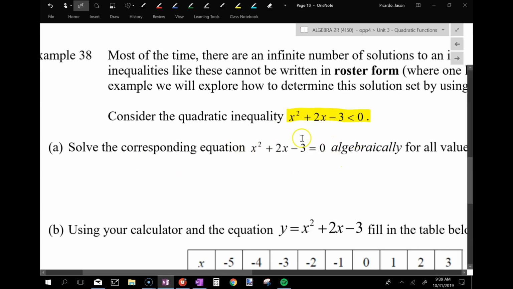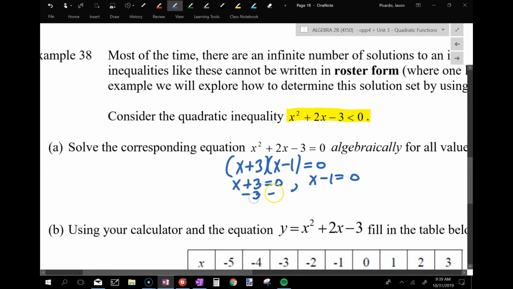But do you guys agree that this looks like something that was on your quiz yesterday? And how do we solve this? We factor it, set our factors equal to 0. Is that cool? So if I factored this, I get that. I set those equal to 0. So I get a solution of negative 3, and I get a solution of positive 1.